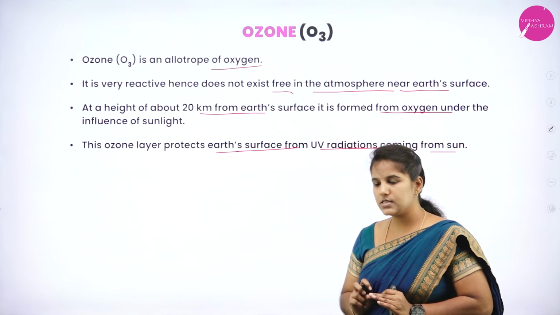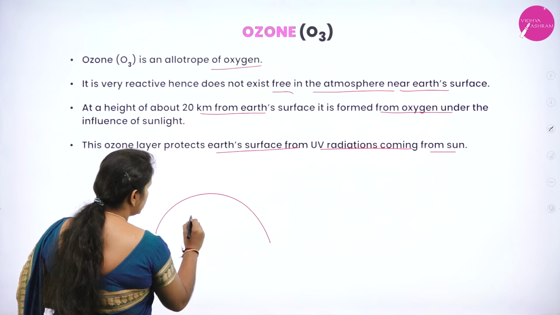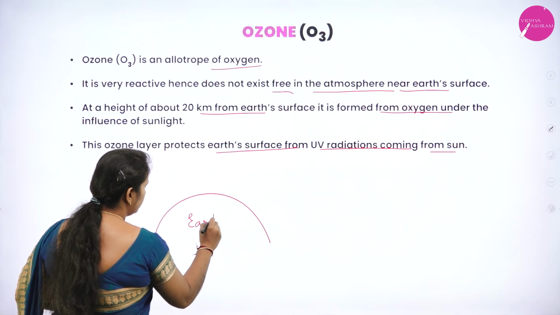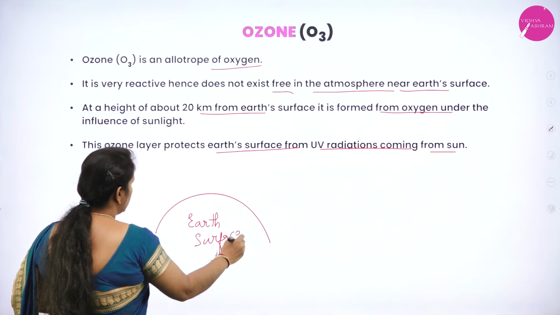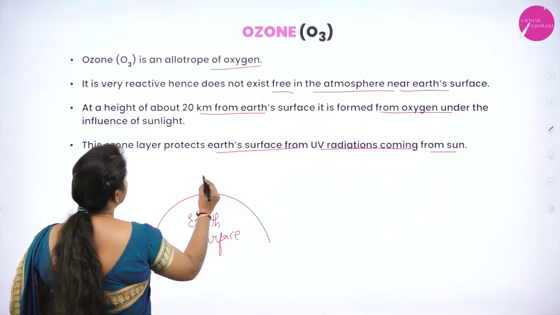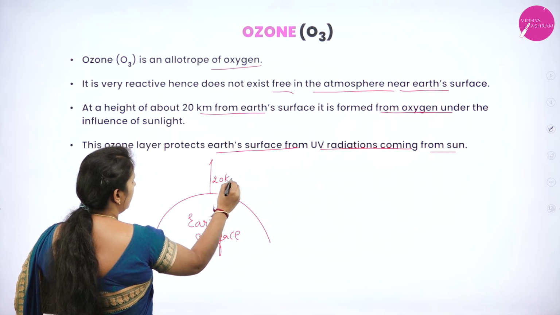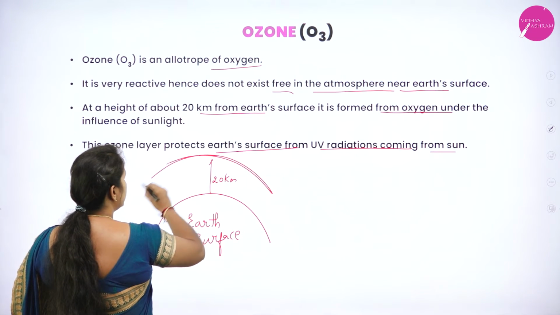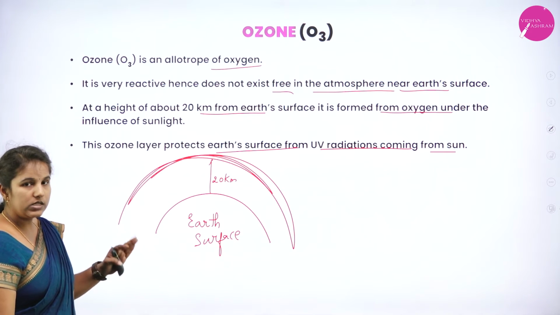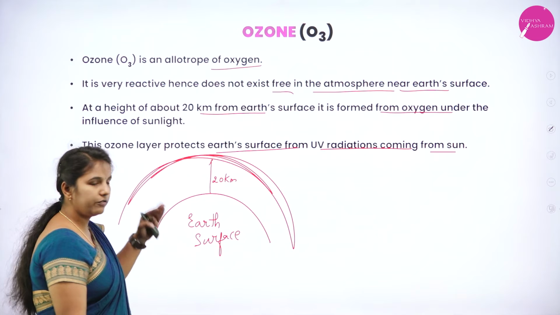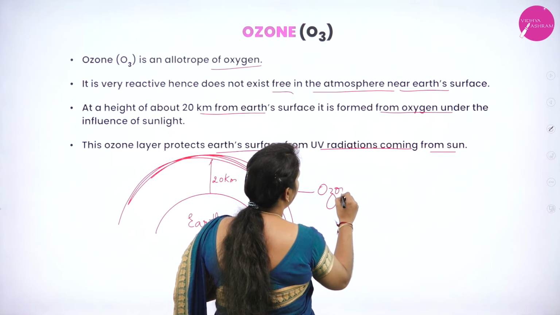Why is ozone necessary? Suppose imagine this is the Earth's surface. If you go around 20 kilometers in height from the Earth's surface, you can see that there is a protective shield formed just around 20 kilometers from the Earth's surface, which is known as the ozone layer.